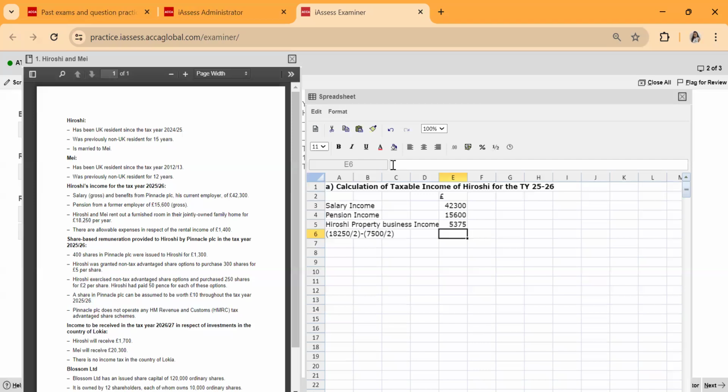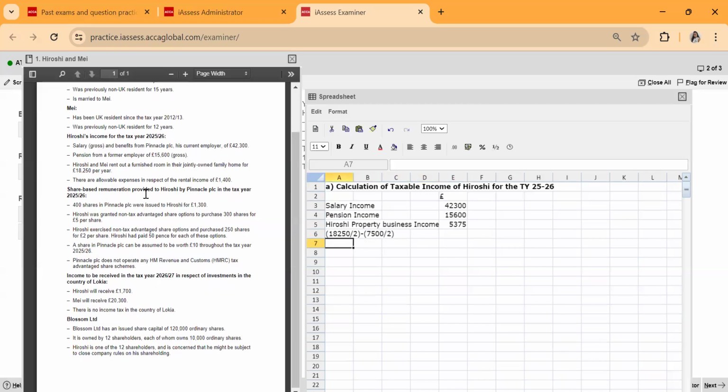And here also you're doing the working. Clear? Now, let's take the next one. The next pointer is there. We have done this. Now the next is share-based remuneration provided to Hiroshi by Pinnacle Company in the tax year. So here I will write share-based remuneration, which is given here: 400 shares in Pinnacle Company were issued to Hiroshi for 1,300. Hiroshi was granted non-tax advantage share options to purchase 300 shares for 5 per share.